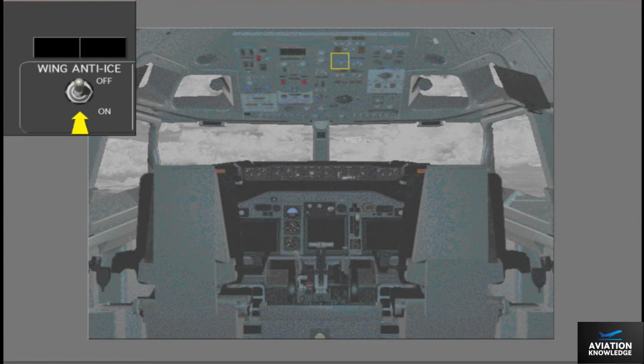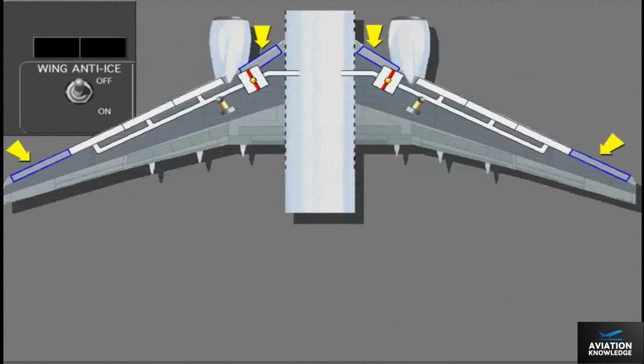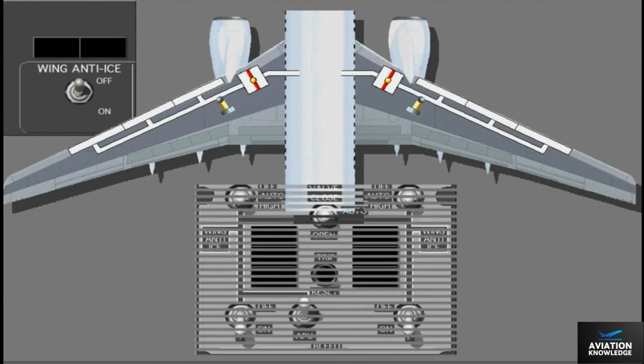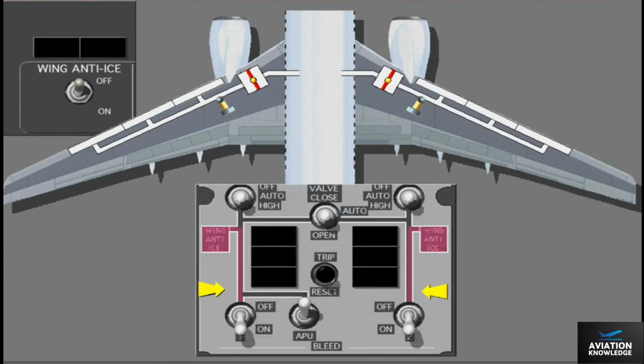You control wing anti-ice from the flight deck by a single wing anti-ice switch on the forward overhead panel. The switch has an on and off position. There is no anti-ice protection for the outer slats or the leading edge flaps. The bleed air from the pneumatic manifold goes to most of the leading edge slats.